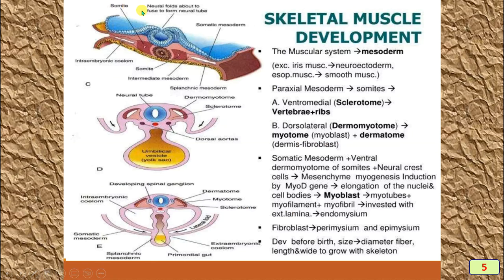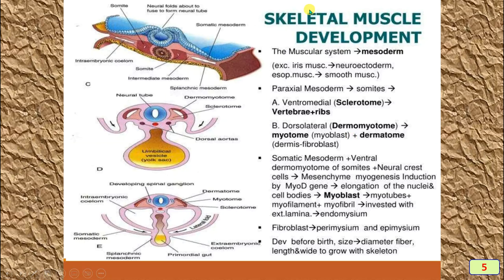Like this, they explained skeletal muscle development. Initially, the muscular system is derived from the mesoderm, and an example of this is the iris muscle, then neuroectoderm, especially for the smooth muscles. Then the paraxial mesoderm leads to the somites, then the ventromedial part or sclerotome, adhering to the vertebrae plus ribs, and the dorsolateral part, which is also known as the dermomyotome, etc.